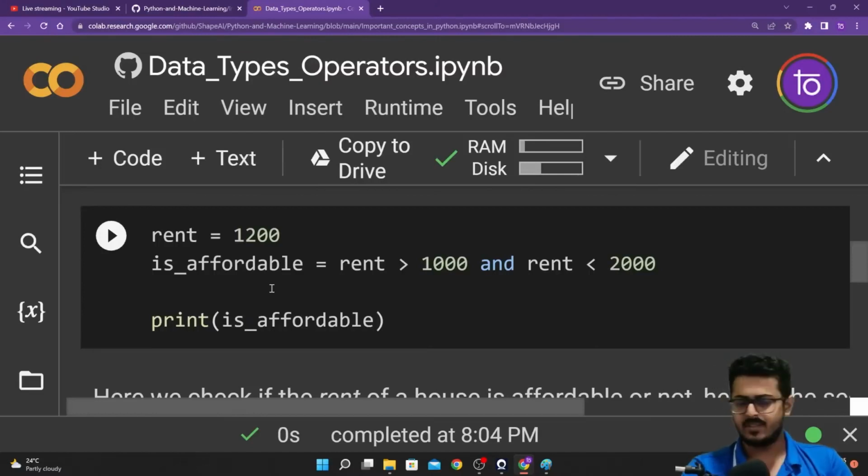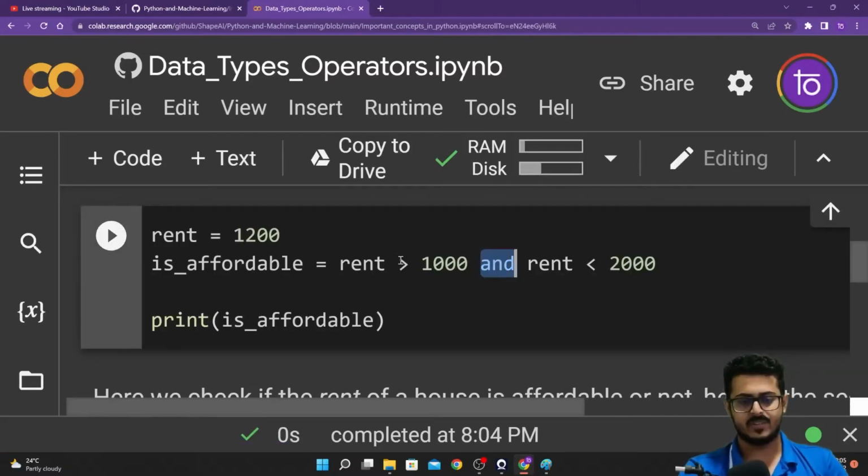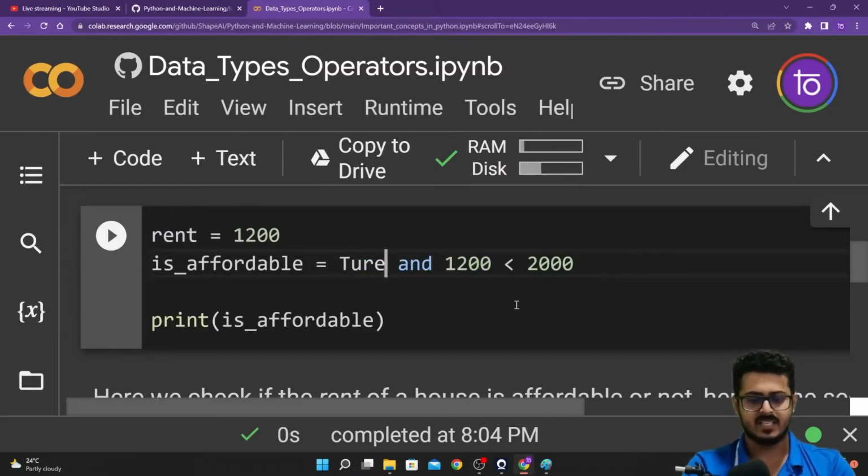This is something that everybody attending this bootcamp should know. I don't think we need to repeat it. So when you have an AND gate right over here, you have rent equal to 1200. Let us copy this and replace the term rent with its value. So we have 1200 greater than 1000. Yes, 1200 is greater than 1000, so that is true. The second thing is 1200 less than 2000. Is 1200 less than 2000? Yes, so that will also be true.